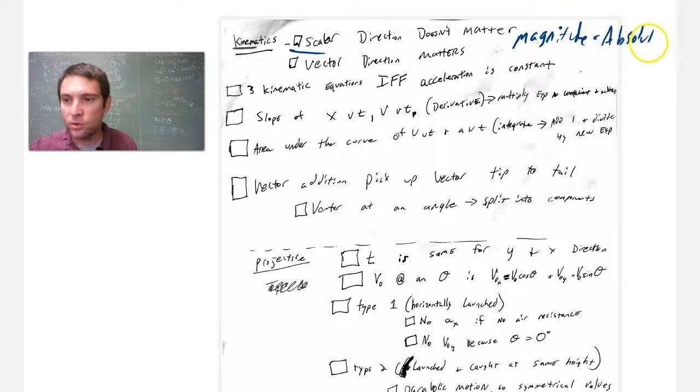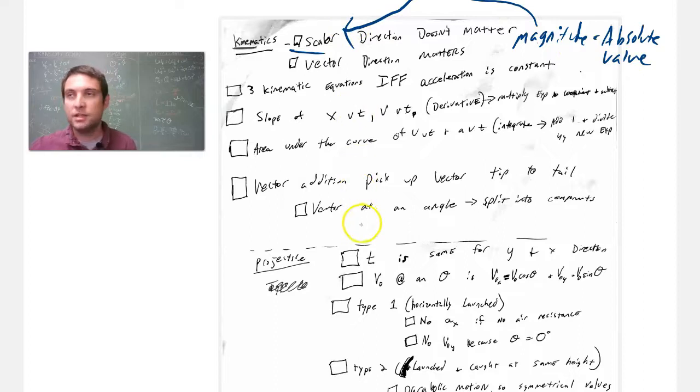So if you're asked to find the magnitude of something, then you're going to just get the absolute value of that. Magnitude is a scalar quantity. So speed is the magnitude of a velocity vector.